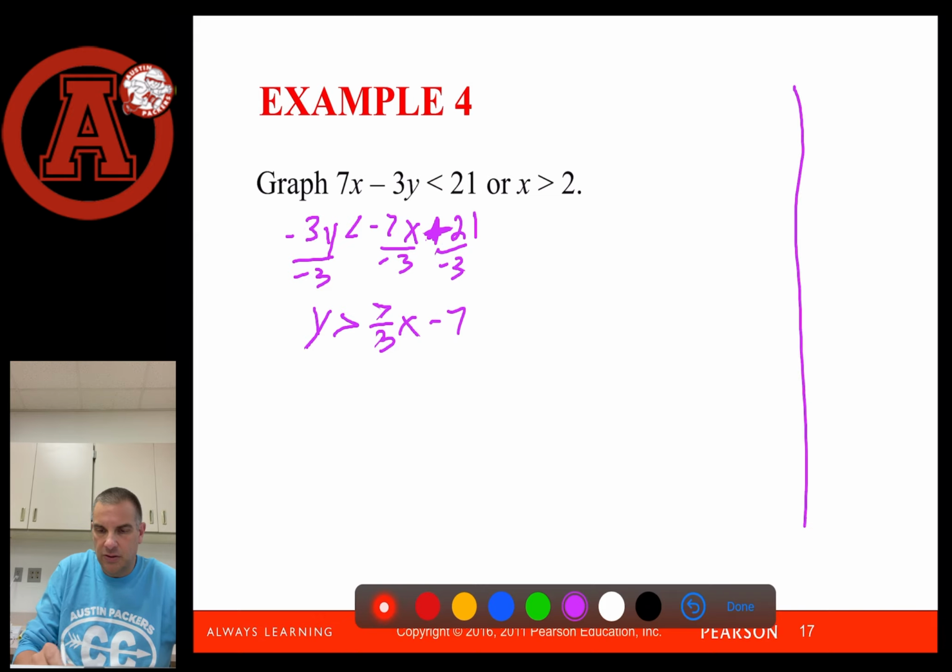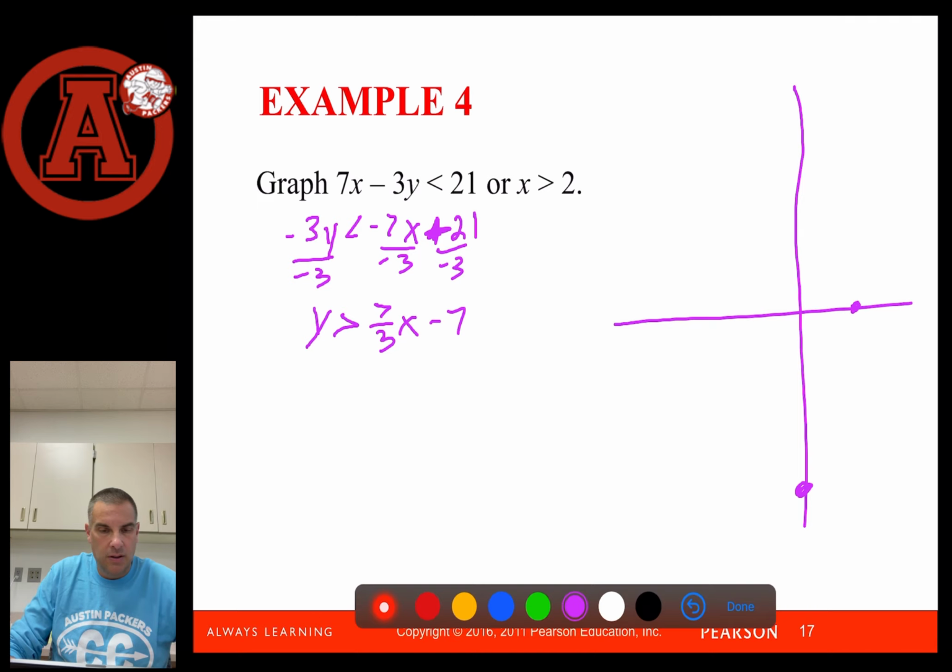So there's my first one. My y-intercept is -7. It's right there. My slope is right here. That's telling me to go up 7/3. I look at my symbol. It's now greater than. So I put a dashed line.